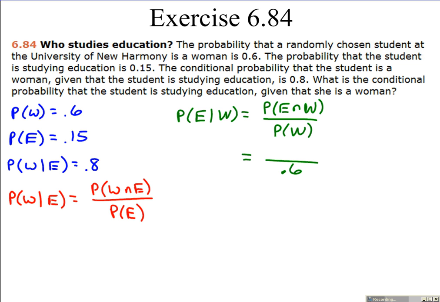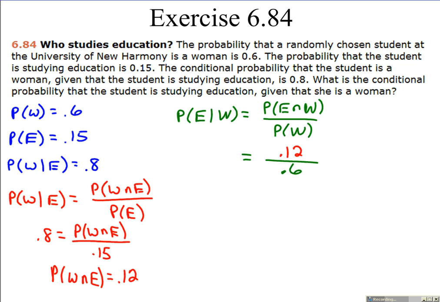Plug in what we know. We know the left side here is 0.8. Probability of woman and education, we don't know. But we do know this denominator, probability that they're an education major, is 0.15. Multiply that over, and we find that the probability of a woman and being an education major is going to be 0.12. That then becomes our numerator over here. Divide that out. Probability of an education major given that the student is a woman is 0.2.